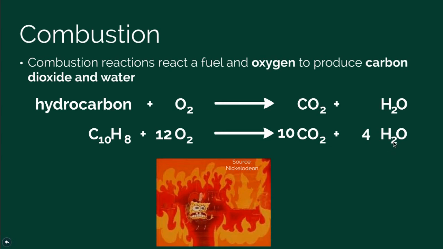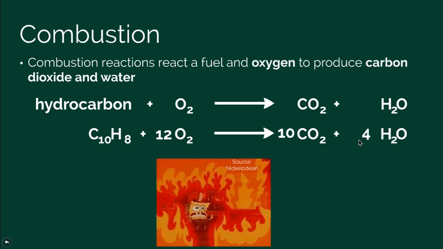Depending on what type of hydrocarbon fuel you're starting with, you will get different ratios for the balanced equation, but it's just something that is a little bit more practice with balancing chemical equations, making sure that you have the right number of atoms on the reactant side as the product side.